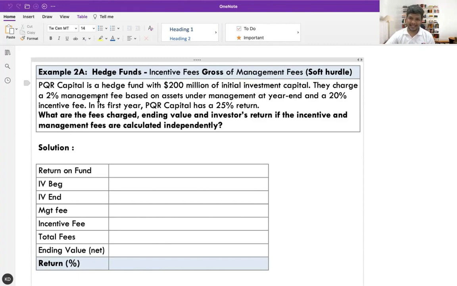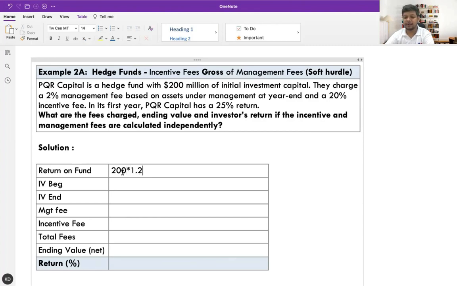So PQR Capital is a hedge fund with 200 million of initial invested capital, right? They charge a 2% management fee on AUM, assets under management. So when do they charge the fee? At the end of the year, okay? Not upfront. And a 20% incentive fee. So incentive is 20%. In the first year, PQR has a return of 25%. How much was the fund, by the way? 200. Right? Yes, 200. And they gave a return of 25%.